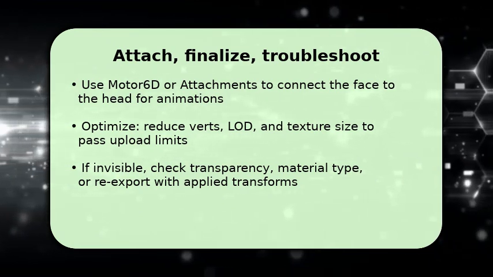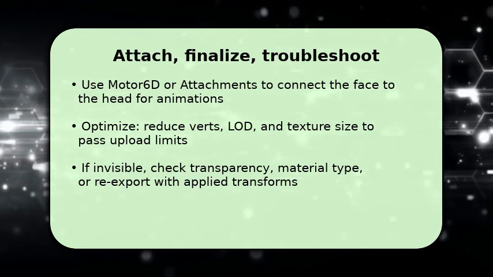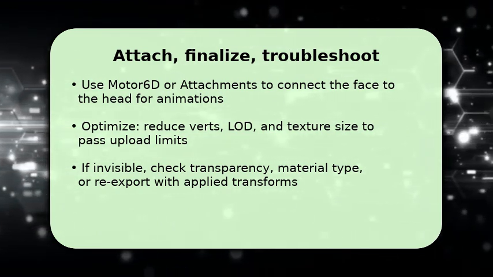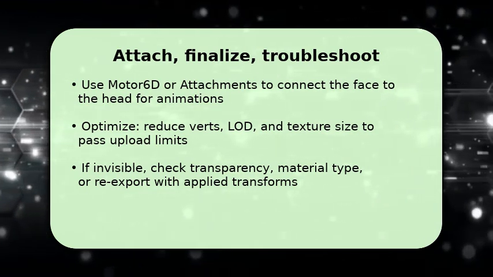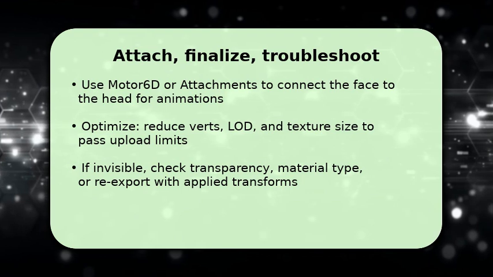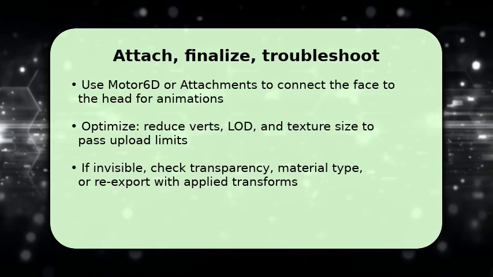Reduce vertex count and shrink texture resolution if uploads fail. If the mesh appears invisible or distorted, make sure transforms were applied before export, that the material is not set to fully transparent, and that normals face outward. If problems persist, re-export from Blender with applied scale and rotation.